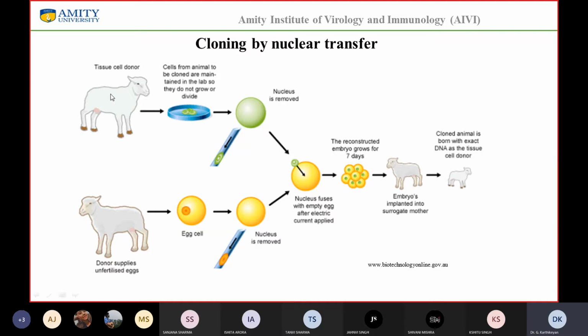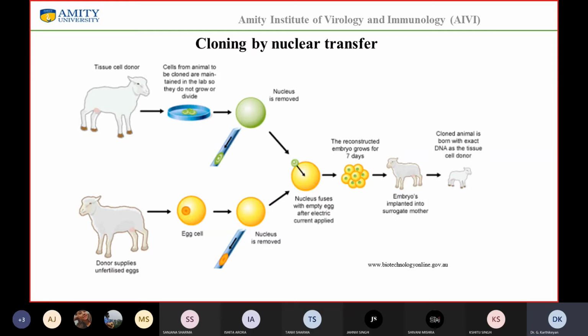There is a donor animal which supplies the unfertilized egg. The egg turns out to be the crucial component. From the egg you take out the nucleus. This nucleus, as we all know, is haploid, and when it meets the sperm, it becomes diploid, so it becomes 2n.